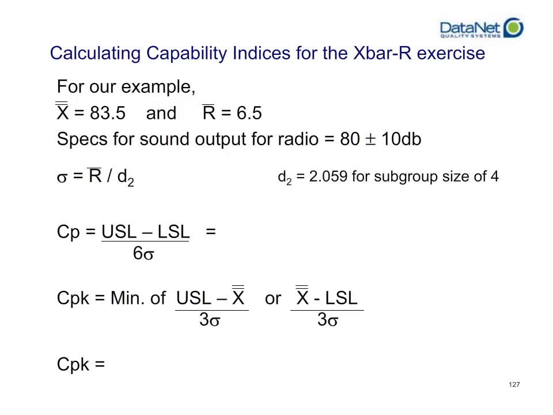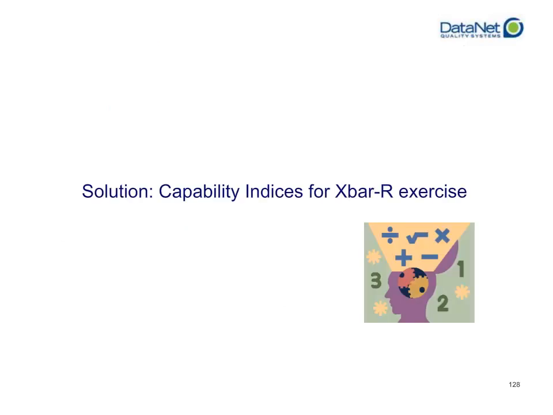We're going to calculate CP, which is the upper spec minus the lower spec, divided by 6 standard deviations. We're going to calculate CPK, which is the minimum of the upper spec minus the grand average over 3 sigma, or the grand average minus the lower spec limit over 3 sigma. We're going to take the minimum value of those two to calculate our CPK. And then we're going to determine what this means for our process, or how capable our process actually is. And here's the solution.